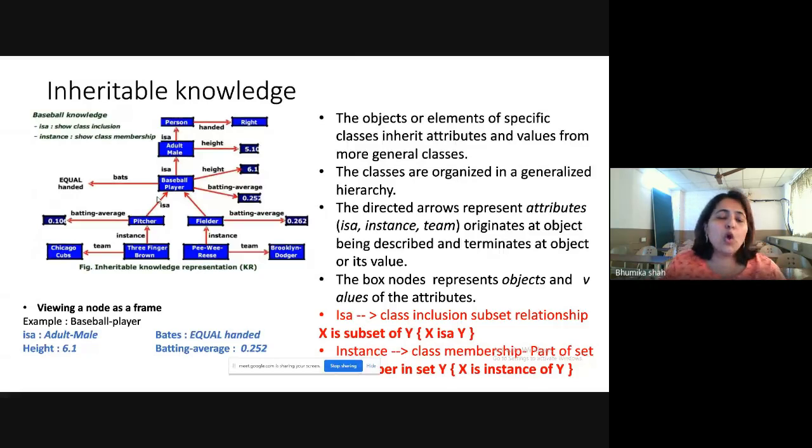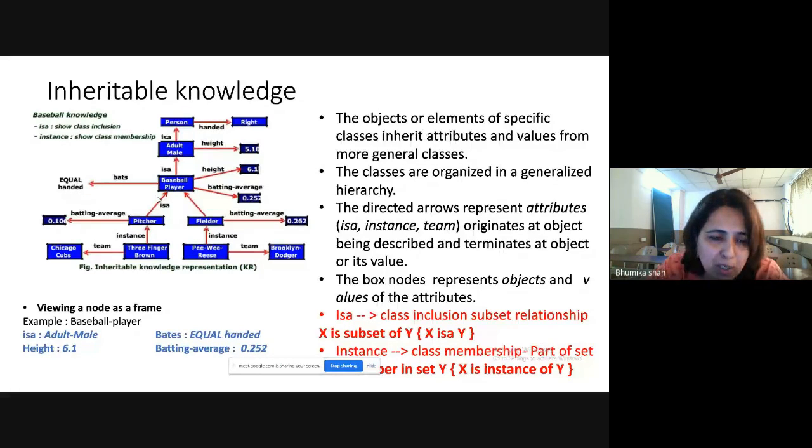Three Finger Brown is a player who belongs to the set pitcher, but pitcher is a set which is a subset of the set baseball player. Are you getting what I'm trying to say? So pitcher is a baseball player and fielder is a baseball player. Instance and ISA, both of which we have used here, are special kinds of attributes.